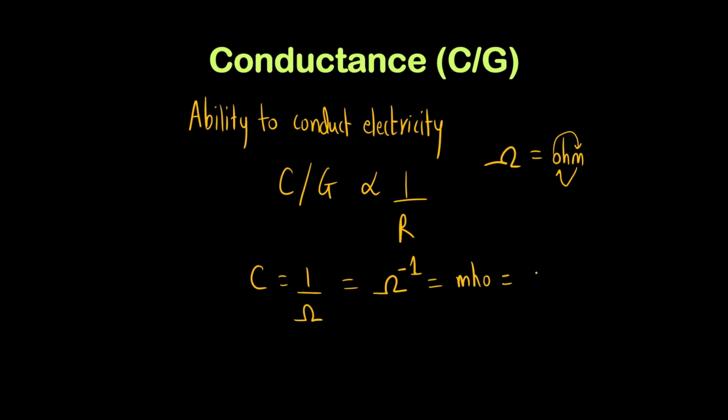And in chemistry, this is called Siemens, denoted by capital S. So this is one of the very important units for both physics as well as chemistry. In electrochemistry we will be using many times this term called conductance.